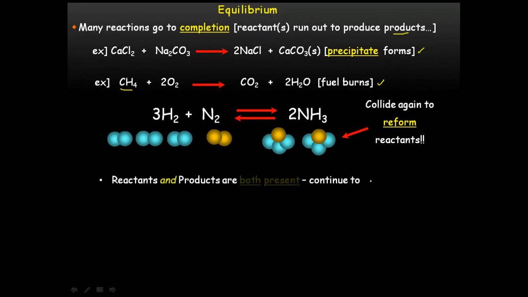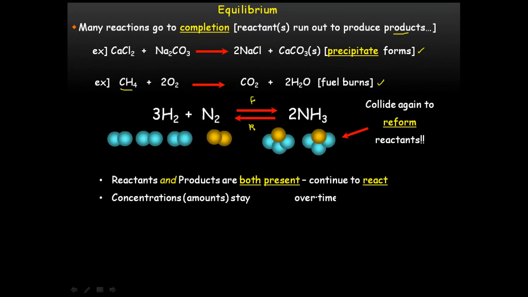So what's happening at this point? A few things, actually. The reactants and products are both present and continue to react, and that's really important. If you look at the two reactions above, once the precipitate forms, one of the two reactants goes to zero. When you burn a fuel, the reaction stops when you run out of the fuel. But in this case, you're not going to run out of any of these. They're going to continue to react forward and in reverse. We'll call this the forward reaction and this the reverse reaction.